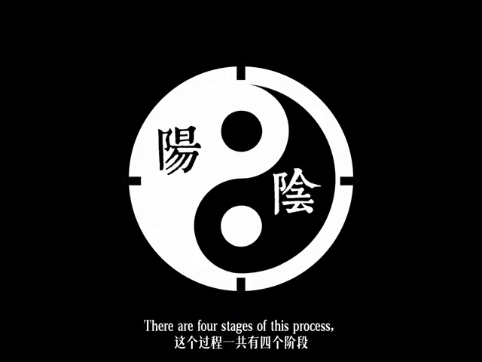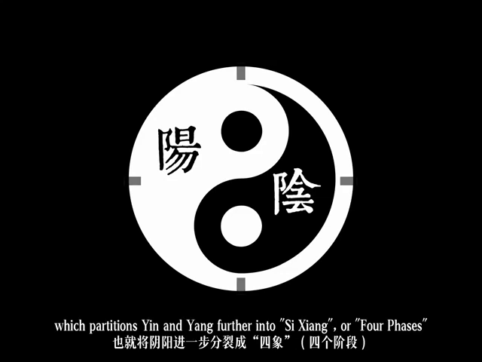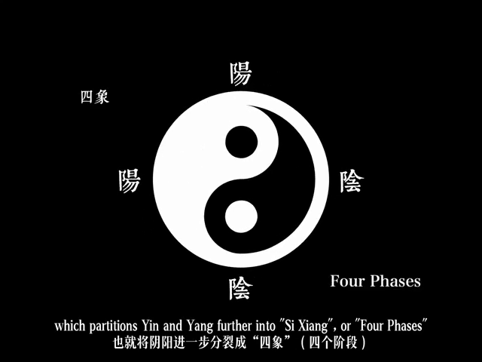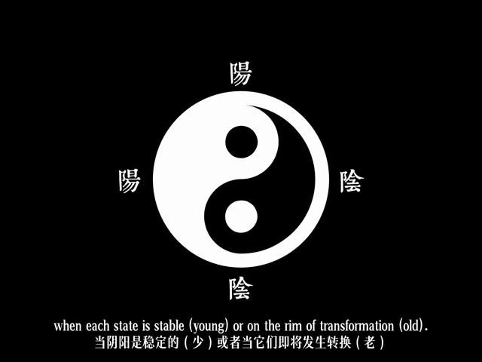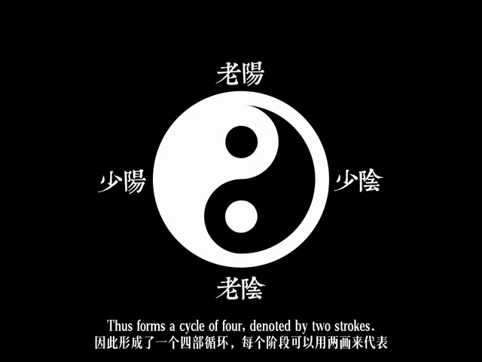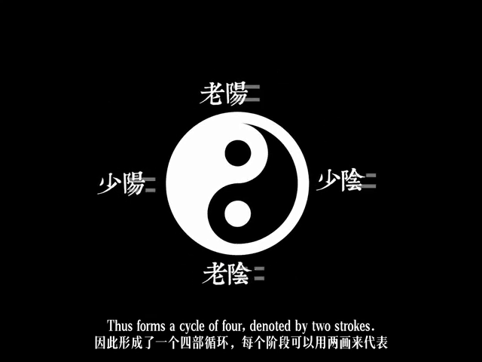There are 4 stages of this process, which partitions yin and yang further into sixiang, or 4 phases. When each state is stable, it is young, or on the rim of transformation, old. Thus forms the cycle of 4 denoted by 2 strokes.